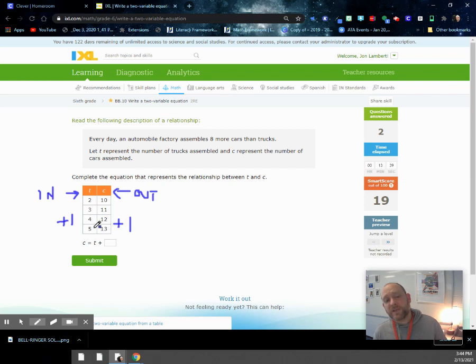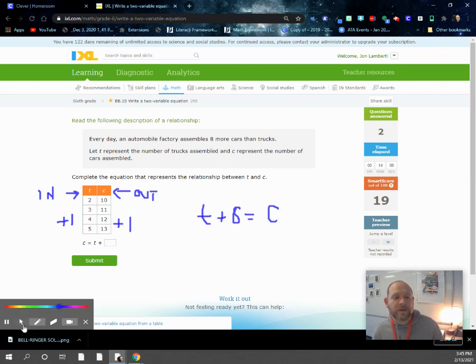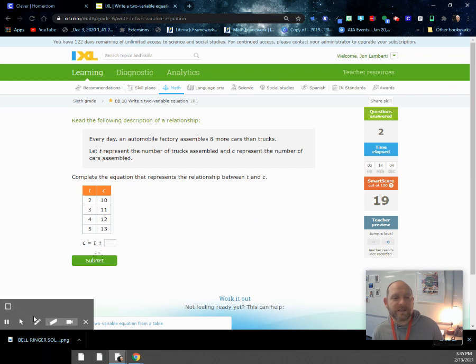So there we go. Each one is going to be, I take my T number, and since we're working the other direction, I'm going to add 8. So we could say T plus 8 should equal C. Or the number of trucks we are making in a given day, we add 8 more to that, we should get the number of cars. So go ahead and fill that in here. Let's see how we did.